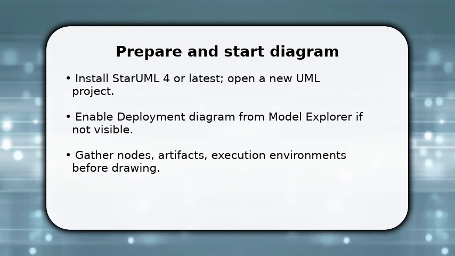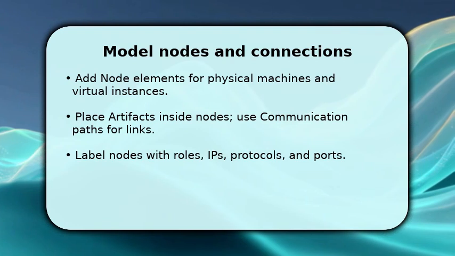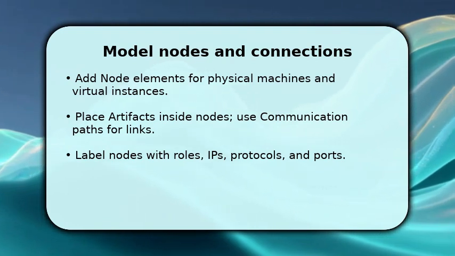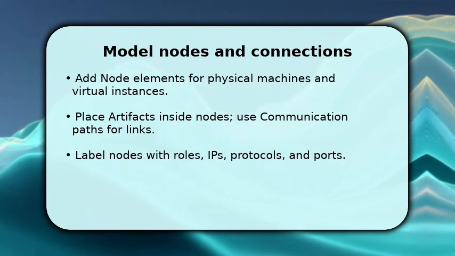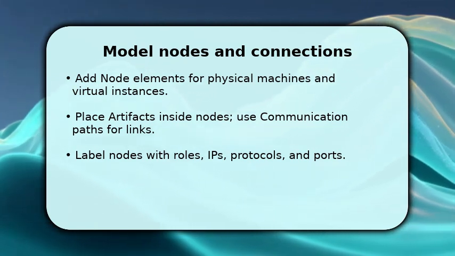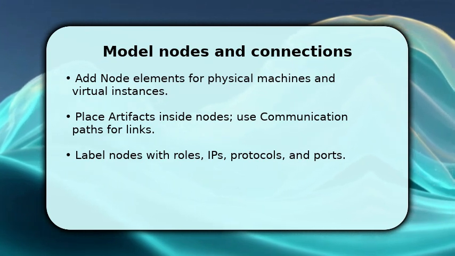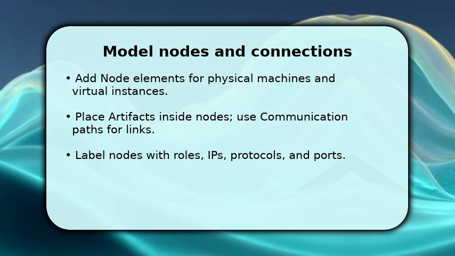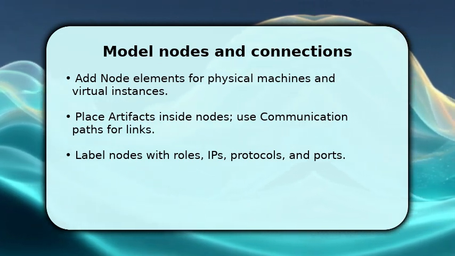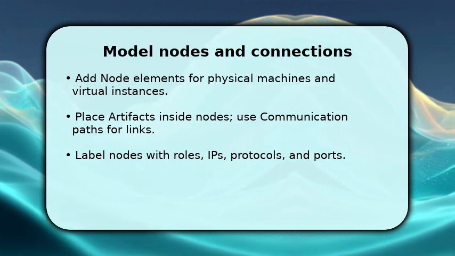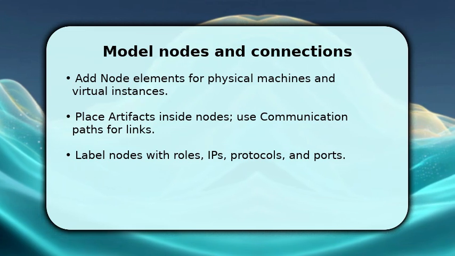Now you model the middle, more detailed steps. You add node elements for physical servers and virtual machines, and then drop artifact elements inside the appropriate nodes to represent deployable units. This clarifies ownership. Use communication path or association lines to show network links and set multiplicity or bandwidth notes when needed. Once connected, label each node with role, IP address, protocol, and port so the diagram communicates configuration details. Make sure to group related nodes with packages.